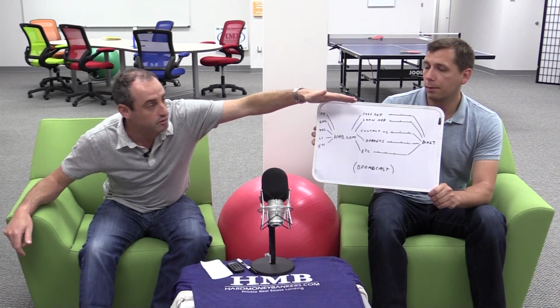So they can opt into a free report, which is 7 steps to guaranteed hard money loan approval. They can fill out a loan application or a contact us form. Brokers can get self-replicating websites, et cetera. And the goal of that is you get them into different funnels or autoresponder sequences, and they get relevant information based on where they came from.